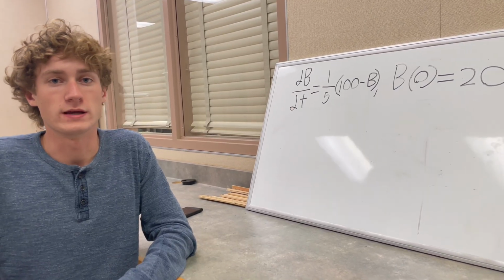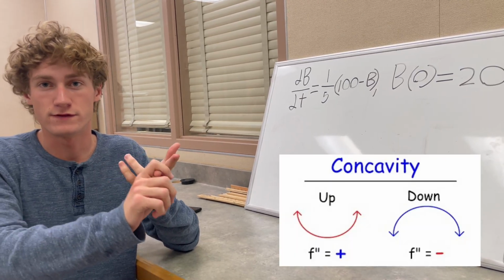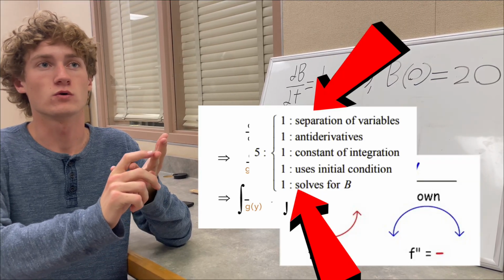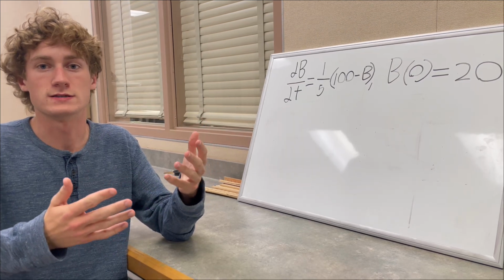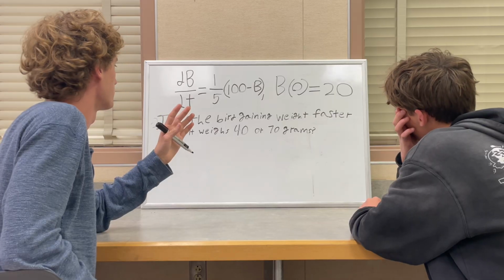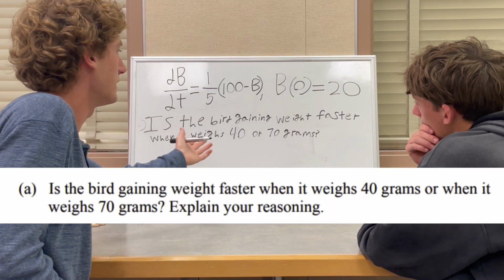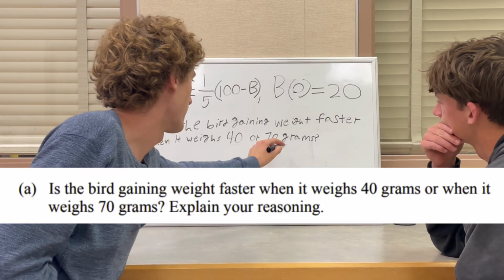So a few questions that we can expect coming from this are questions about concavity, questions about separating variables, which is worth the majority of the points in these questions, as well as questions in context, meaning at 40 grams or a certain weight, what does it actually mean for the number that is produced. So let's start off with part A, and it asks, is the bird gaining weight faster when it weighs 40 grams or 70 grams?